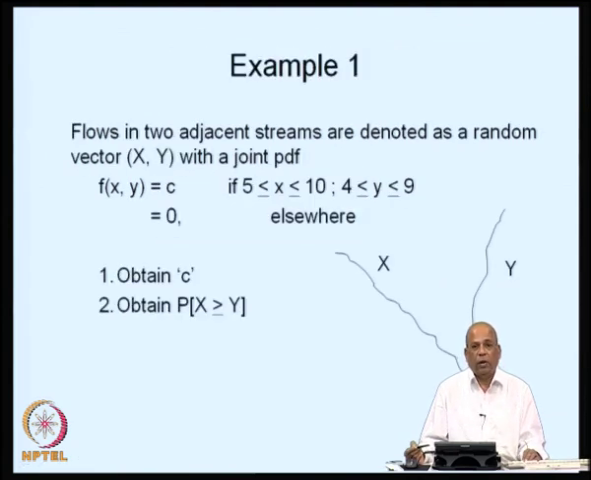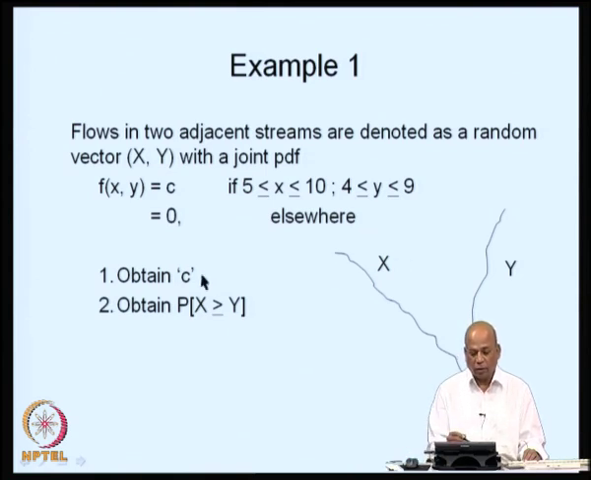Now, with this we will just have a few examples to see how the joint probability density function is applied. Let us say we are considering flows in two adjacent streams. One of the flows we indicate as the random variable x, the other one as the random variable y. The joint density function f of x comma y is given by a constant c for x taking on values between 5 and 10 and y taking on values between 4 and 9, and this is 0 elsewhere.